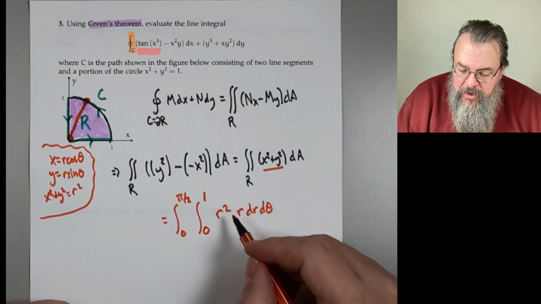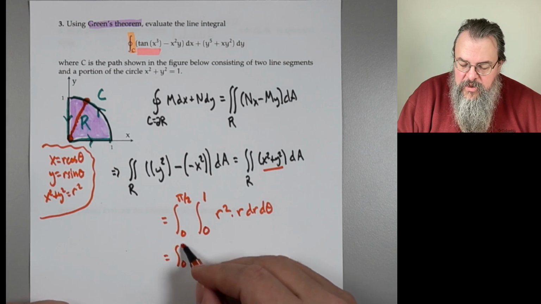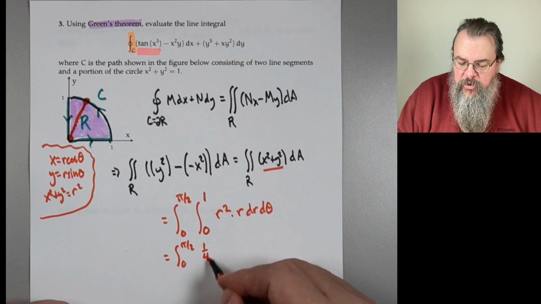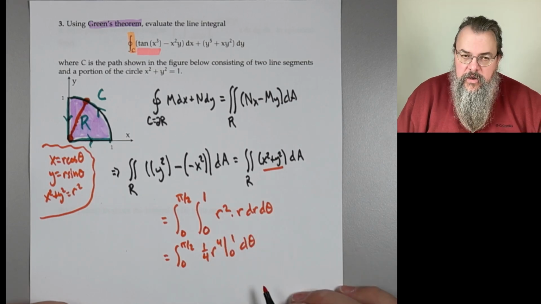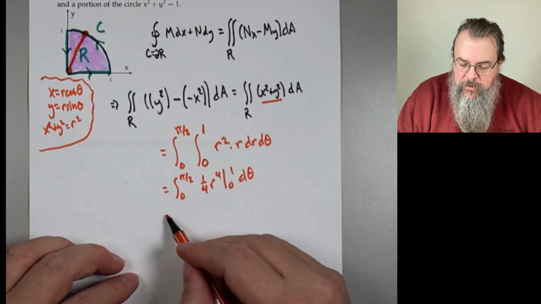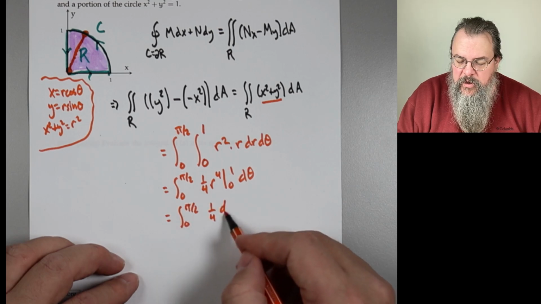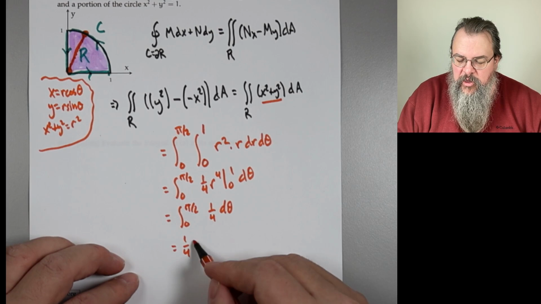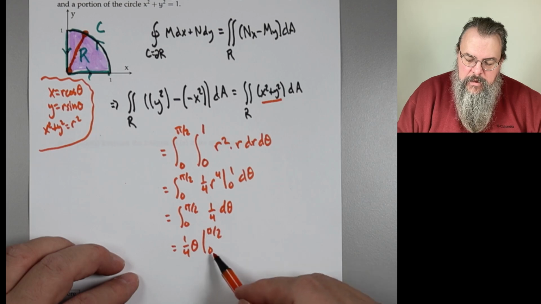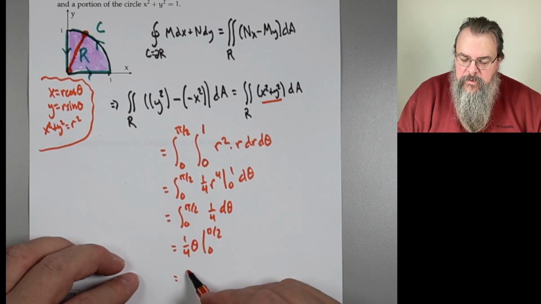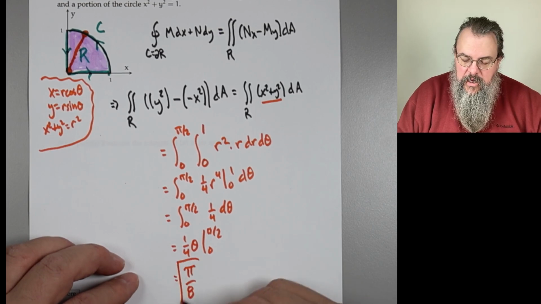All right, well, r squared times r is r cubed. The integral of r cubed is 1/4 r to the fourth. Evaluate from 0 to 1. That becomes 1/4. So we're integrating 0 to pi halves of 1/4. That's 1/4 theta from 0 to pi halves, which plug in 0, you get 0, plug in pi halves, so you get 1/4 times pi halves, also known as pi over 8.